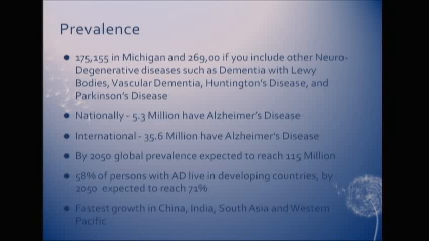58% of persons with Alzheimer's disease live in developing countries, and that answers the question that you had, sir, over here. As countries like, I don't know if you can see at the bottom there, China, India, South Asia, and Western Pacific, these are areas right now that are undergoing a lot of industrialization, and those are the locations where the increase of Alzheimer's disease is expected to be the greatest. Because of the environment?